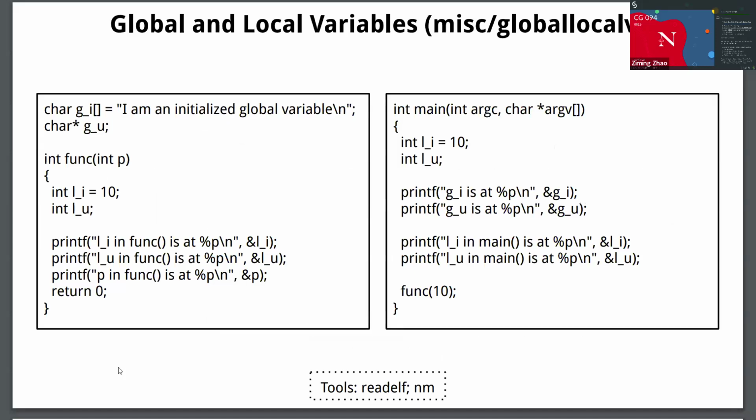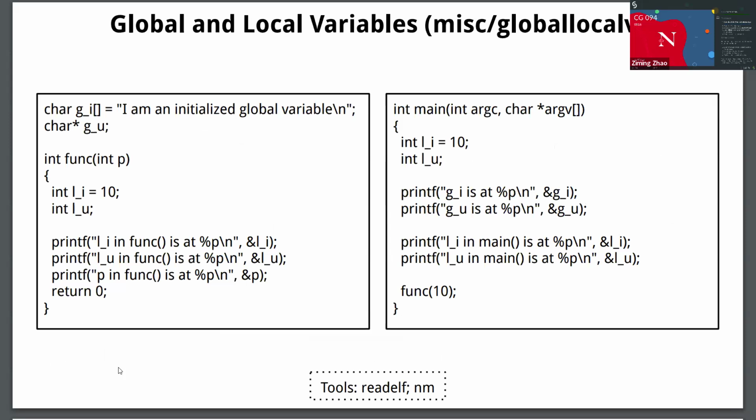One example: we have a main function. The main function has two local variables. L_i means local initialized variable. It's an integer, and its initialization value is 10. Then there is L_u, which is uninitialized. Both of them are local variables.